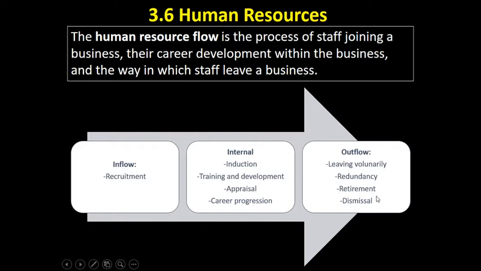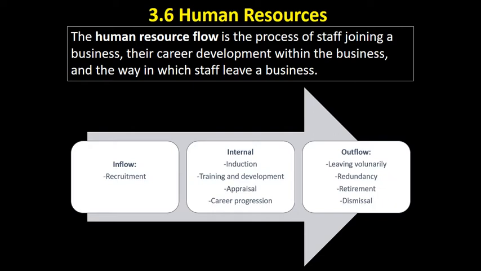Okay, so you can see that people leave for a variety of reasons. People move on to new jobs. People may need to be made redundant in certain unfortunate situations. People retire and come to the end of their working career, or in some very rare situations, people are actually dismissed from their posts for various reasons.